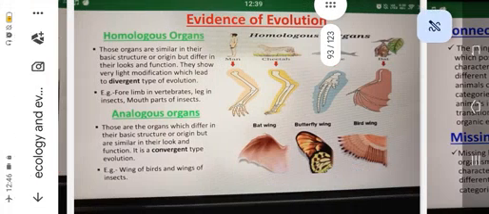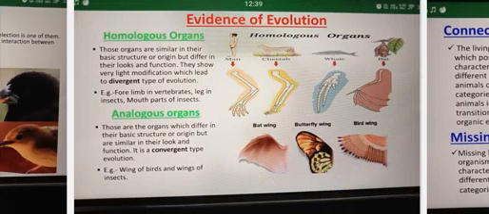Evidence of evolution. Homologous organs. Those organs are similar in their basic structure or origin but differ in their looks and function. They show slight modification, which leads to divergent evolution. Examples: forelimbs of vertebrates, legs in insects, mouth parts of insects. Homologous organs: man, cheetah, whale, bat.